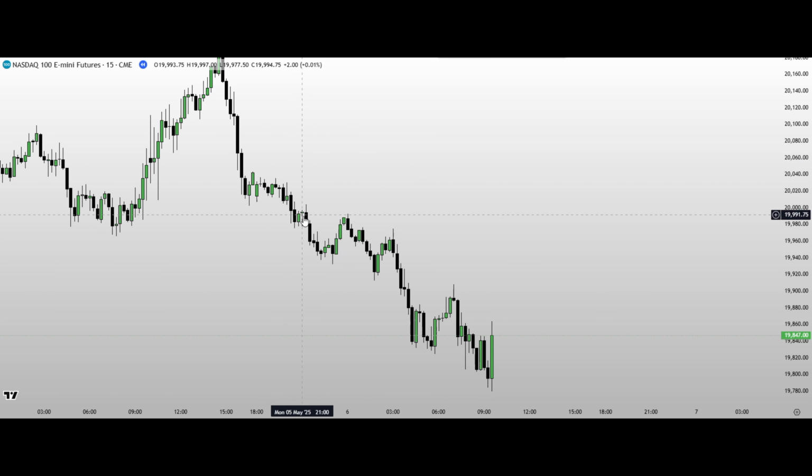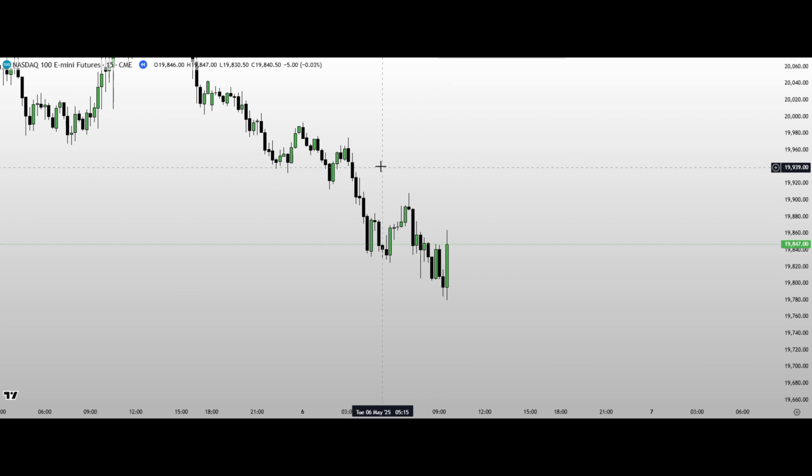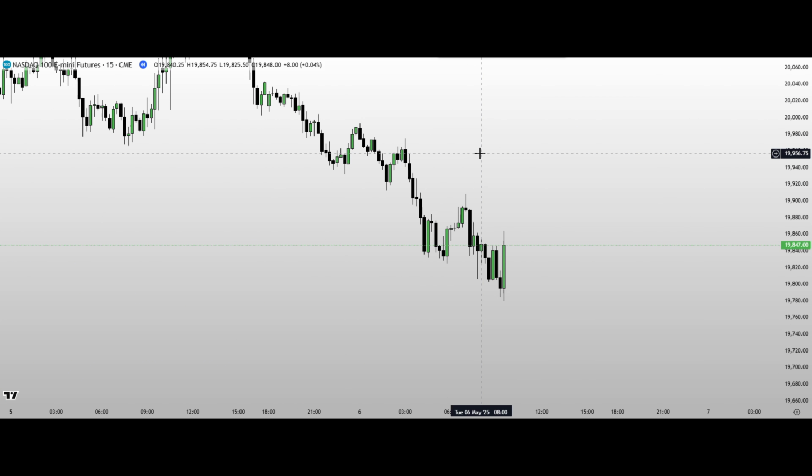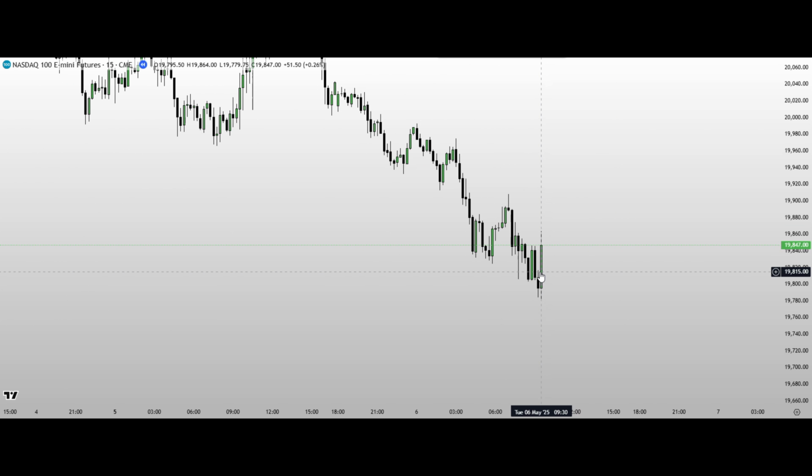It's leaving highs behind here. High left behind, high left behind. It's leaving this liquidity to the upside. So price should make a move to the upside at some point. So then I look and I say, okay, where can I find an optimal entry to the upside?